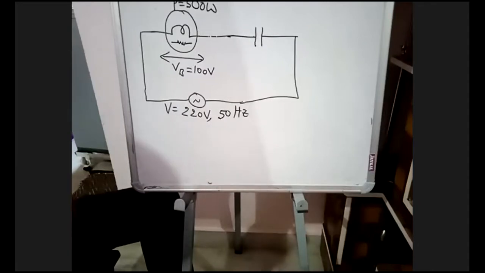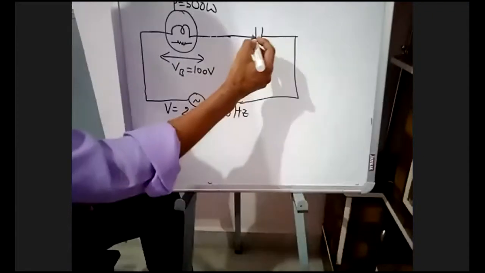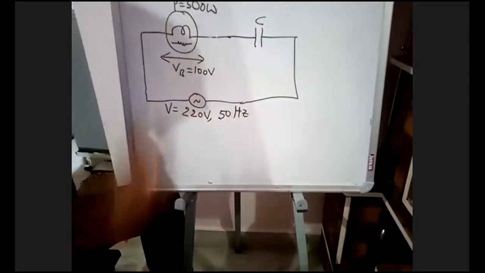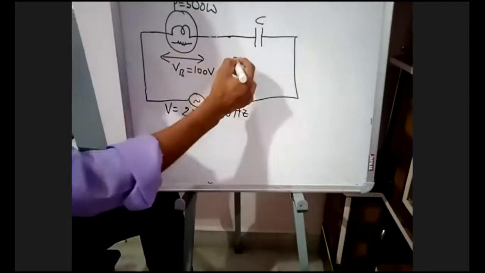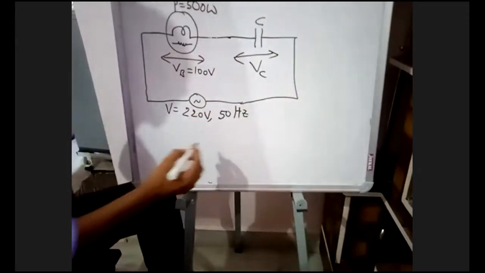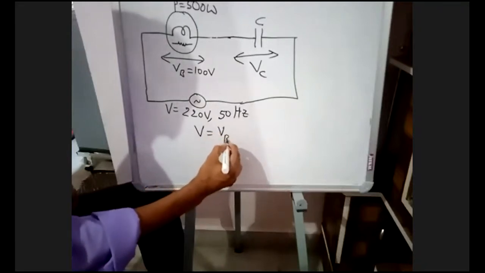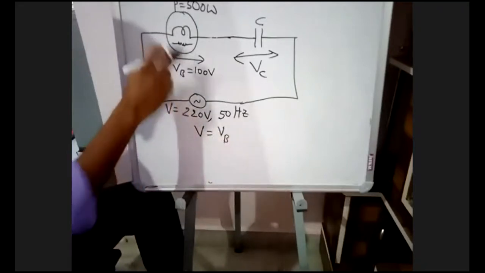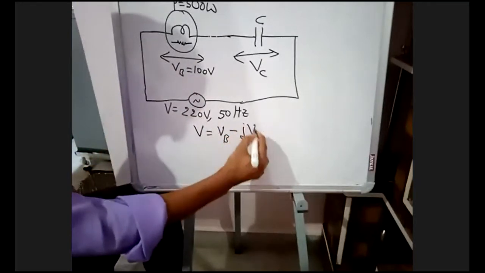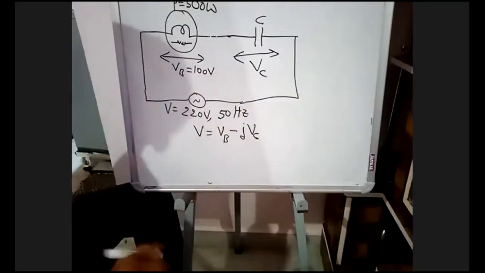Now he is asking us to determine how much value of capacitance we have to connect in series with the bulb so that the bulb will glow brightly. So I am taking the voltage across capacitance as VC. Therefore, I will write V is equal to VB, VB is the resistance inside the bulb, minus jVC. For capacitance I am taking it as VC.